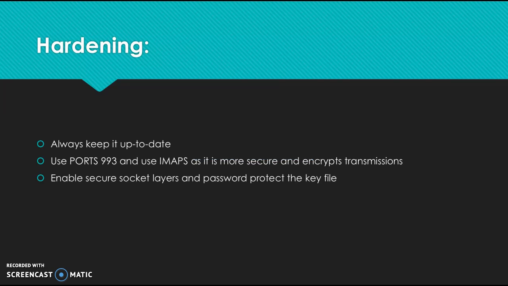So you want to make sure you're using port 993 and going through an IMAP server, because it encrypts the transmissions it emits. And then you always want to make sure you enable your secure socket layers and password protect them with the key file. If you're using IMAPS, secure socket layers should always already be there, because it makes sure they're authenticated and valid.